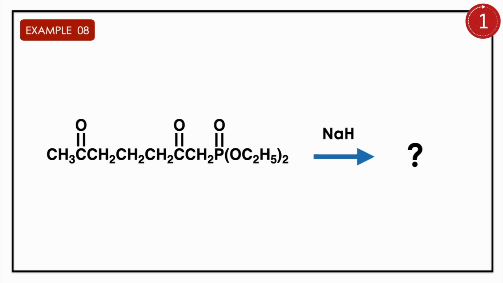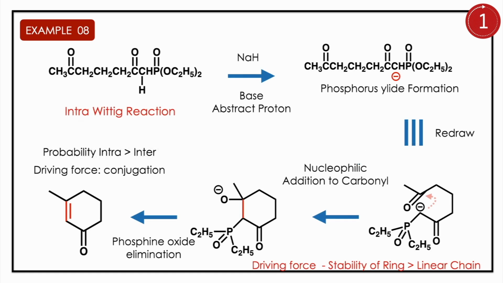Then the next question, starting material is a linear compound with two carbonyls and phosphorus oxide. You are using sodium hydride as the reagent. You should find what will be the final product. Here phosphine and carbonyl in the same chain mean an intramolecular reaction is possible. You are using sodium hydride. It's a base. It abstracts the proton. The acidic proton is in between the carbonyl and phosphorus. So it is removed, and it forms the ylide.